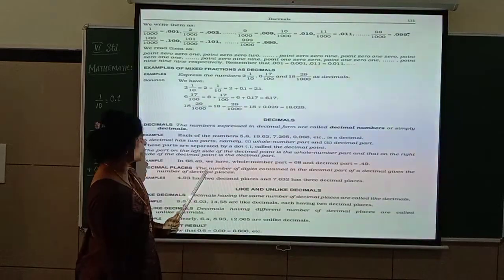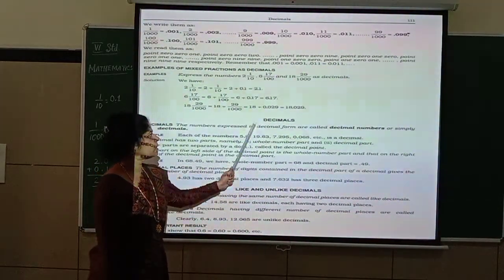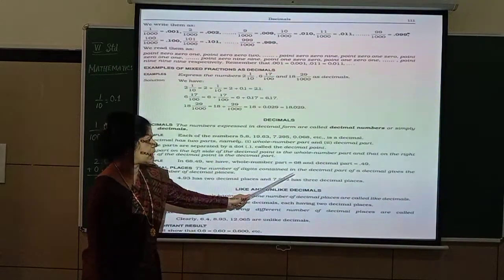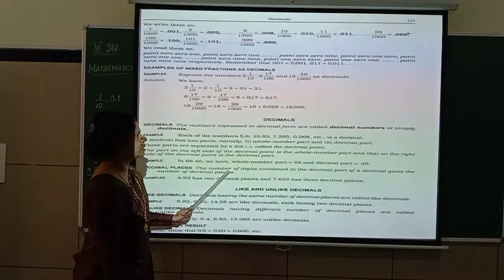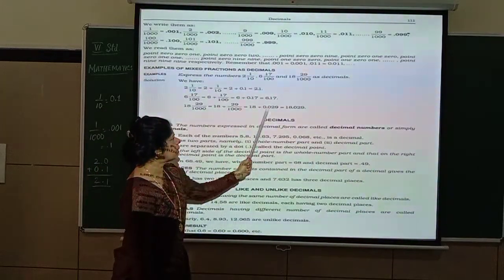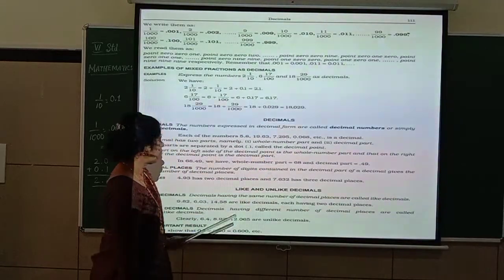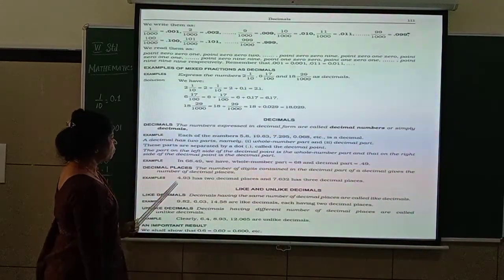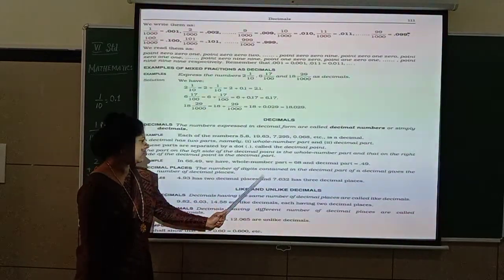So decimal place means the number of digits contained in the decimal part. That means the decimal part, this part after the point, gives the number of decimal places. So here if it is 4, definitely here also it should be, including that point, 4. Now, 4.93 has 2 decimal places, is it not?